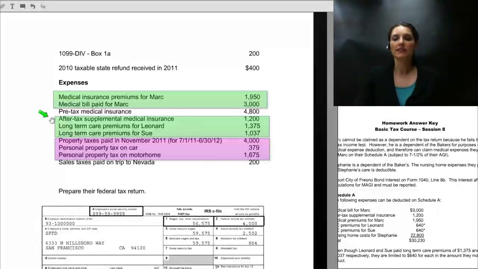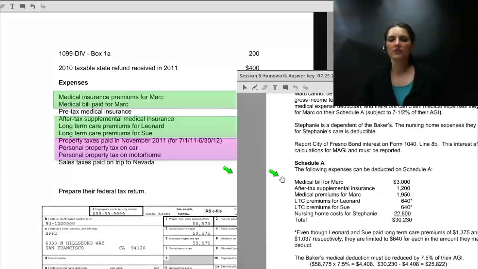Then we have the after-tax supplemental medical insurance. Is that a deductible amount? Yes, it is, because it was paid with after-tax dollars. Then we have something called long-term care premiums paid for Leonard and long-term care premiums paid for Sue. And we'll see that we have an amount of $1,375 and another amount of $1,037.